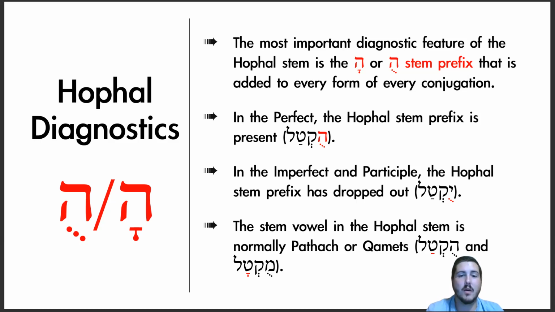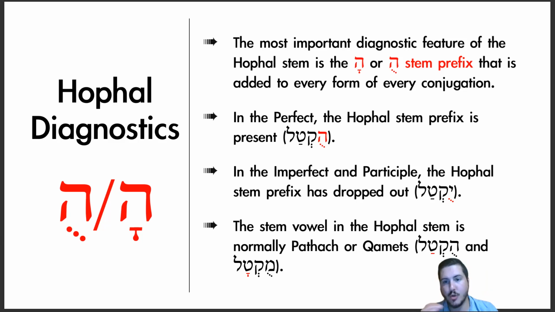In the imperfect and participle, the hophal stem's prefix has dropped out. Yuqtal. See the qibbuts there? We haven't seen very many qibbuts happen. Hophal, and then there's one later on called the pual. It's going to utilize the qibbuts, but here the qibbuts is going to appear at the very front. It's either going to be under that hey, under that a form, or the free form.